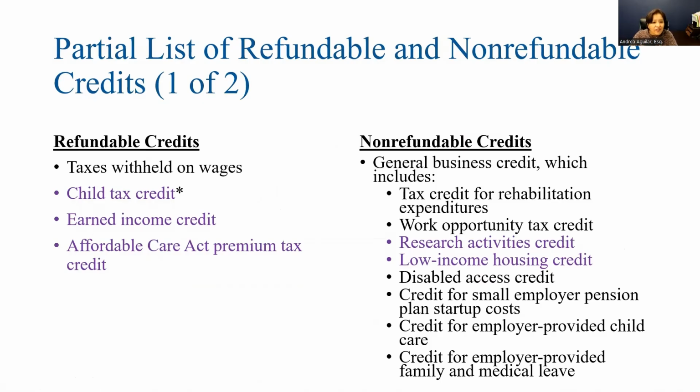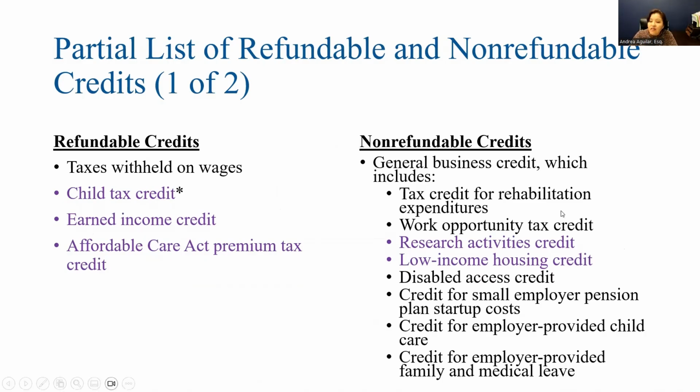Perfect. So here's some examples. Refundable credits, we have taxes withheld on wages, child tax credits, earned income credit, the Affordable Care Act premium tax credit. Those are refundable credits. And the non-refundable credits, generally we have the general business credits. We have a long list of credits here.